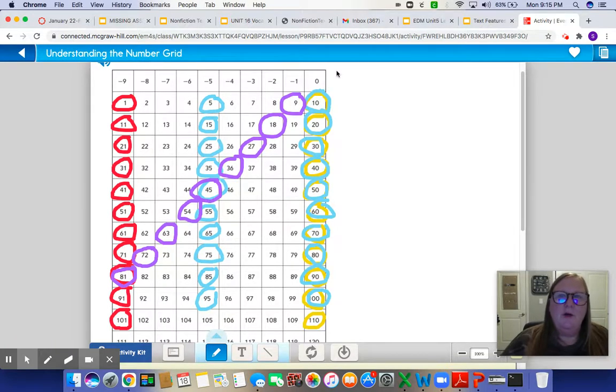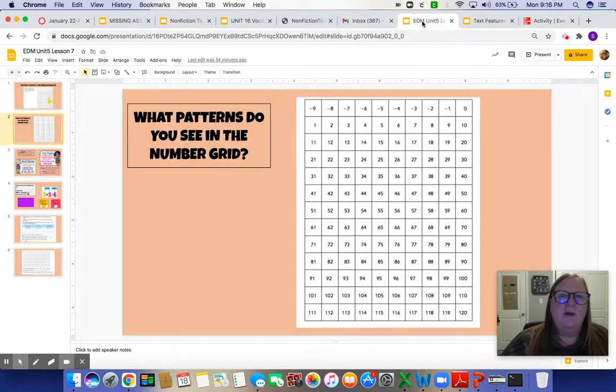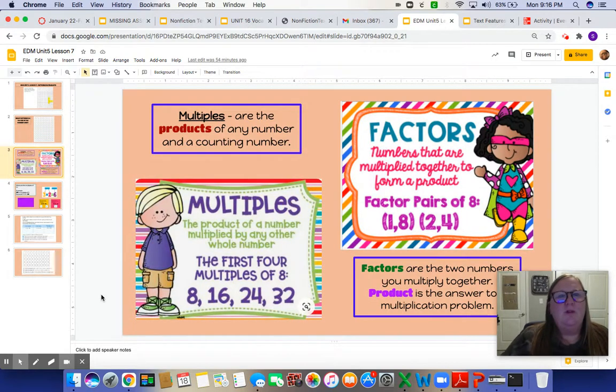Now we have a couple words that I want to talk about that's going to help us with today's lesson. So we're going to go back to this slide and we're going to talk about some special words. The first word I want to talk about is multiples. It says multiples are the products of any number and a counting number. So then we have this little anchor chart and it says multiples, the product of a number multiplied by any other whole number. The first 4 multiples of 8 are 8, 16, 24, and 32.